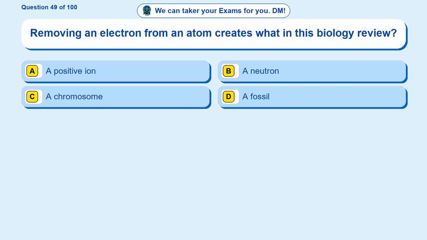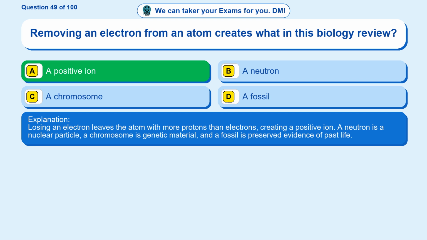Question 49. Removing an electron from an atom creates what in this biology review? Option A. A positive ion. Option B. A neutron. Option C. A chromosome. Option D. A fossil. The correct answer is option A. A positive ion. Losing an electron leaves the atom with more protons than electrons, creating a positive ion. A neutron is a nuclear particle, a chromosome is genetic material, and a fossil is preserved evidence of past life.